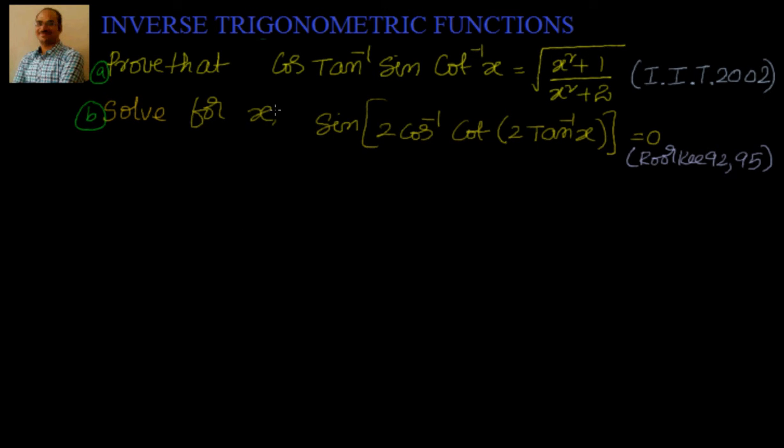Now we have to prove that cos of tan inverse of sine of cot inverse of x equals square root of (x square plus 1) by (x square plus 2). So what we will do, first we will take this as alpha, then we will get sine alpha. By this substitution we know x equals cot alpha, so we will find sine alpha. Again we will take tan inverse of something as beta, then we will find cos beta, that should be equal to this. So let's go ahead and do that.